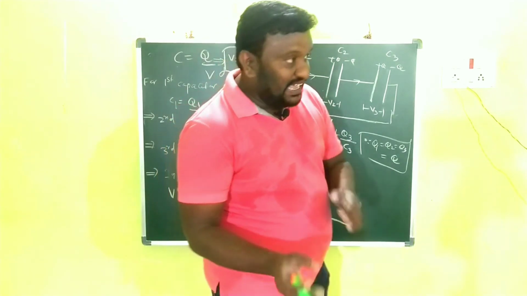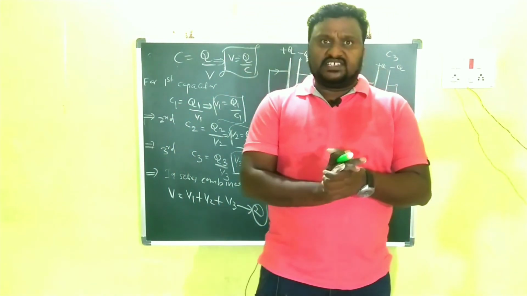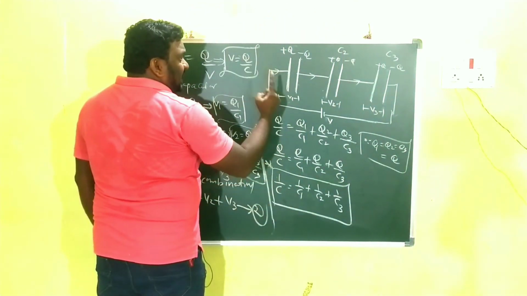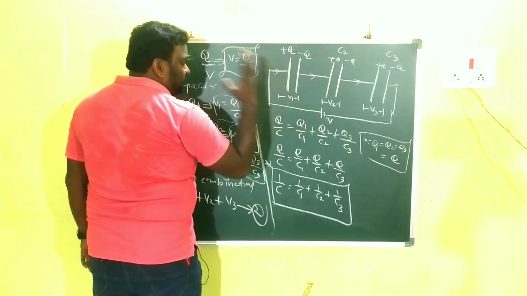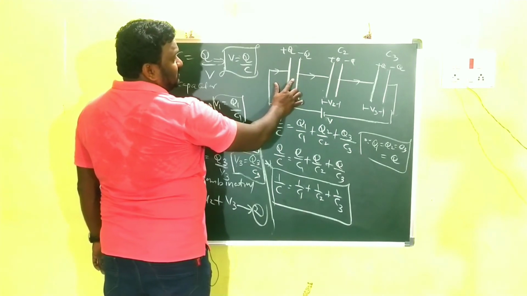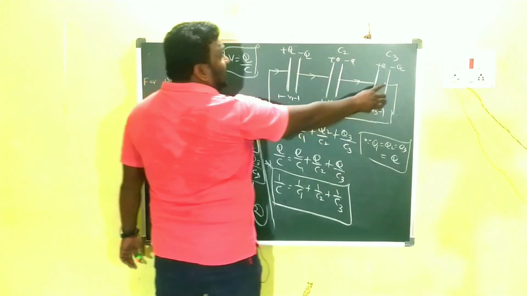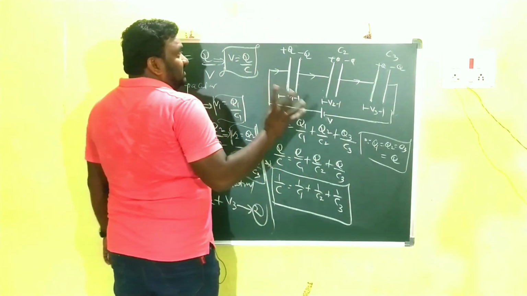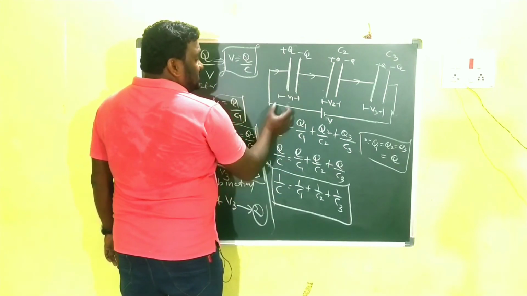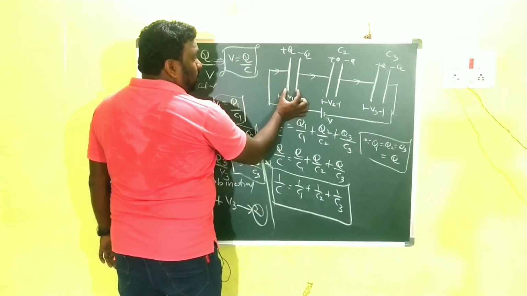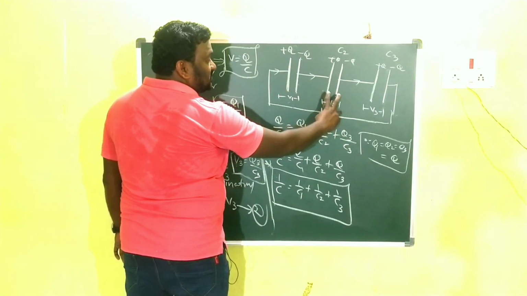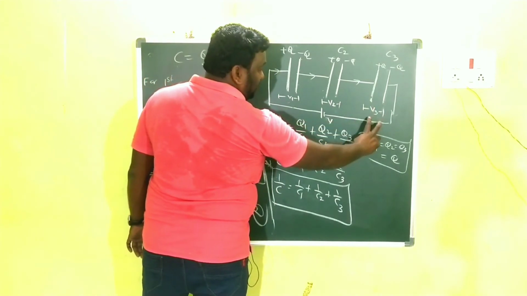Okay children, let's see again once here. Very important topic. We have 3 capacitors arranged in series order as shown in the figure. The capacitance is C1 for the first capacitor, C2 for the second capacitor, and C3 for the third. Clear children? Observe that the potential difference across the 2 plates of the first capacitor is V1, across the second capacitor is V2, and here V3.